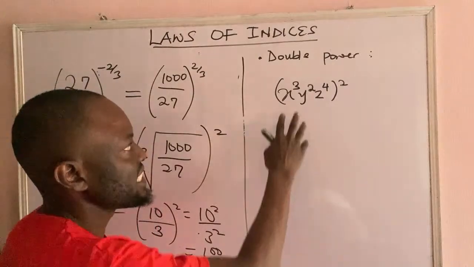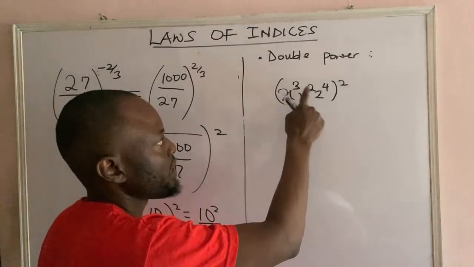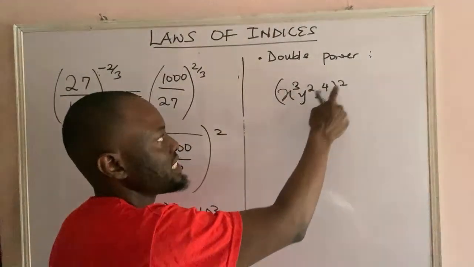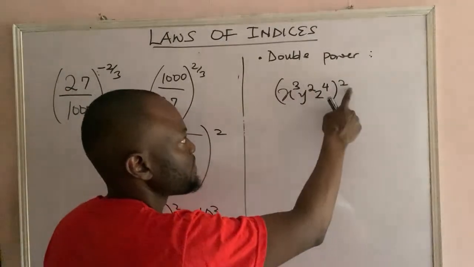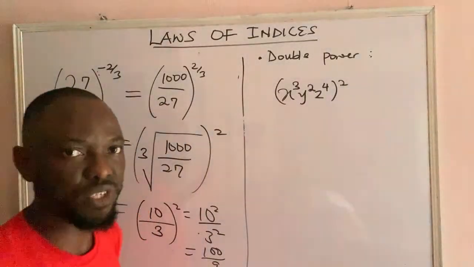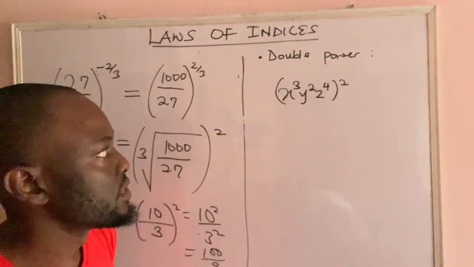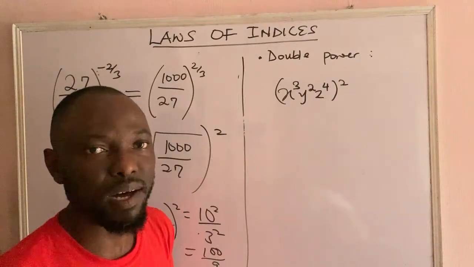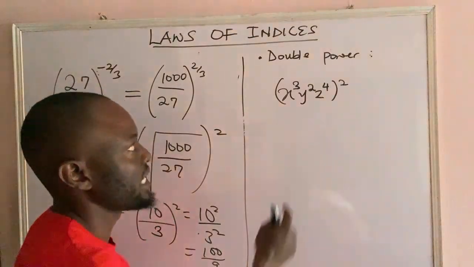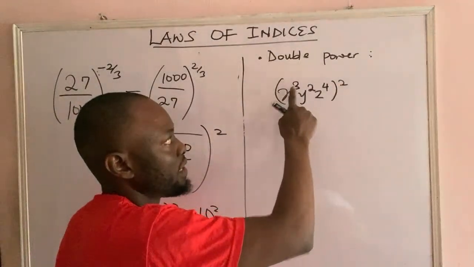So when you can see that all of this has its own power, this has its own power, this has its own power. This is another power. That's why I call it double. This multiplied by this multiplied by this multiplied by this. So I'm considering each of the variables in that expression. So for double power, all you need to do is just multiply their power. That's all. Multiply what you have outside by the power inside.